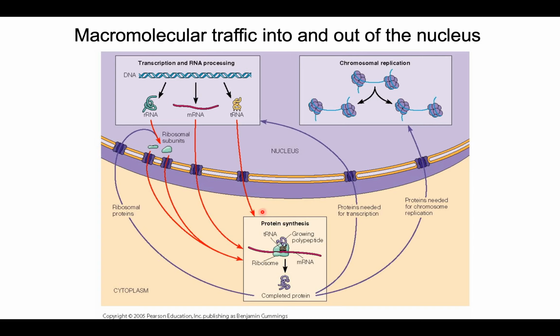And then once we've made certain proteins, right, these completed proteins, maybe we've made a DNA primase, maybe we've made a DNA ligase, those would need to go back into the nucleus to help with DNA replication. Maybe we've made some histone proteins, those need to go back into the nucleus. Things for transcription, etc. So these are the kinds of things that need to be moving in and out. So now we're going to see the mechanism for how they're able to do that.